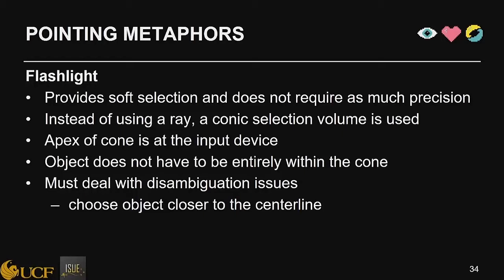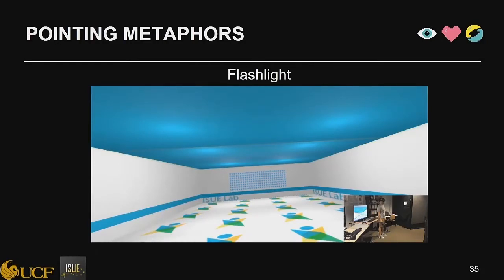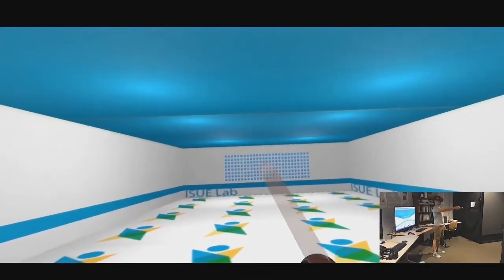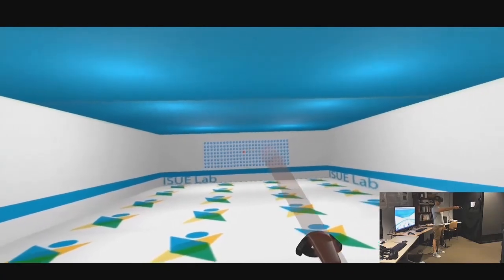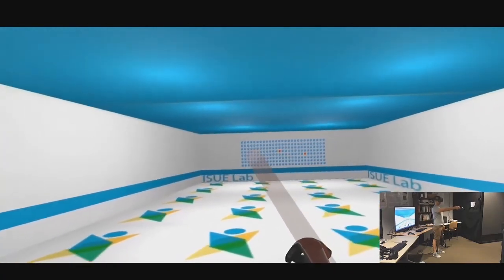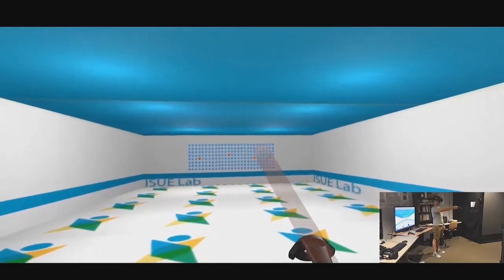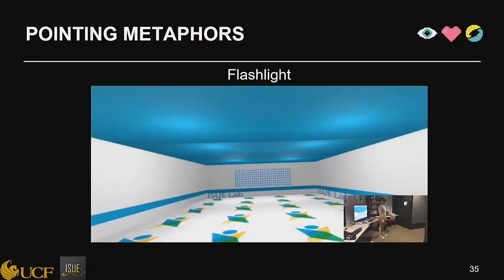Of course, the issue with that is, because it's soft selection, you have disambiguation issues, which means that you have to choose the object that's closer to the center line, if you will. Sometimes there are different ways to deal with this, but that's one of them. All right, so here's the flashlight technique. You can see the objects are really far away. It'd be very hard to pick one with a ray, but I can go ahead and pick them with the flashlight. I'm just choosing the one in the center. It gives you that soft selection, so you don't have to be so precise, and as you move your hand, you might start shaking and not be able to get that object you want.